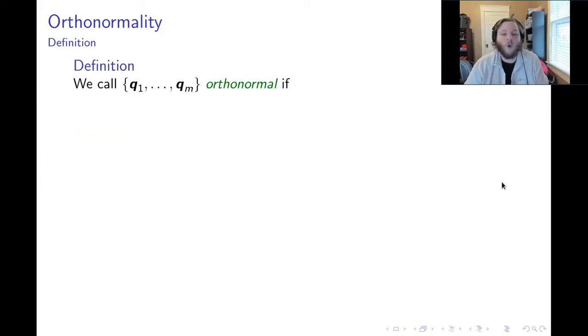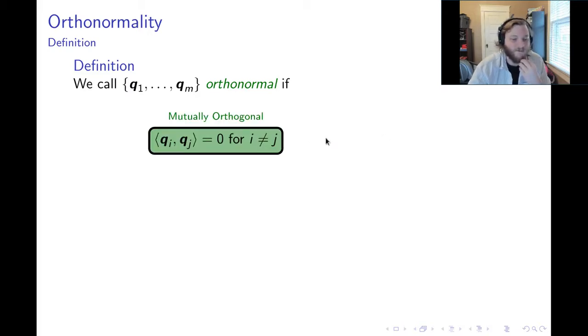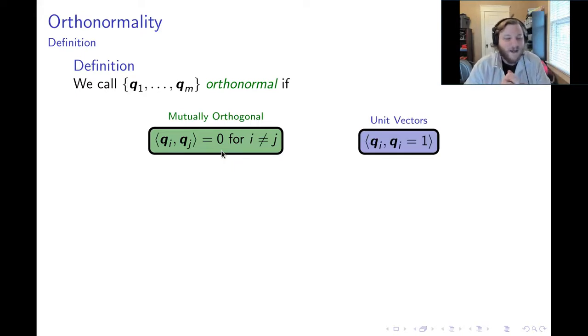So what does orthonormal mean? We say that a list of vectors, maybe q1 up to qm, is orthonormal if two axioms are met. The first axiom requires that the list of vectors is mutually orthogonal. What that means is that if you choose any two distinct vectors from the list and take the inner product of those two vectors, you're guaranteed to get 0. The second axiom that must be met is that the list of vectors must all be unit vectors. So what this means is that if you take the inner product of any of the vectors on the list with itself, you must be guaranteed to get the number 1.